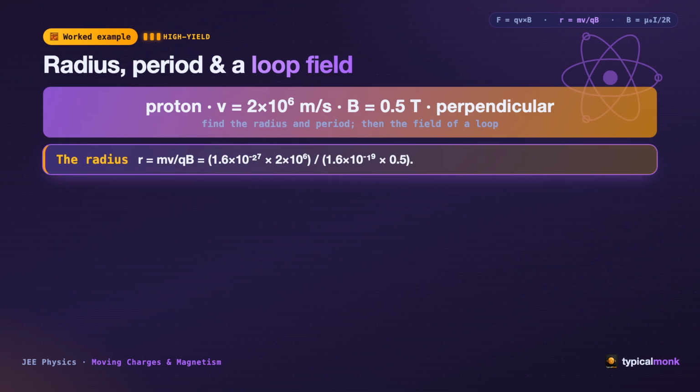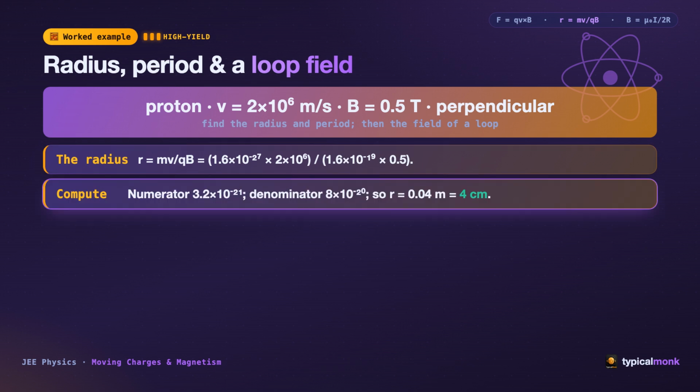Let us work the favorite, a radius, a period, and a loop's field. A proton enters a field of 0.5 Tesla, moving perpendicular to it at 2 times 10 to the 6 meters per second. The radius, R equals mv over qB, that is 1.6 times 10 to the minus 27 times 2 times 10 to the 6, all over 1.6 times 10 to the minus 19 times 0.5. Compute. The numerator is 3.2 times 10 to the minus 21. The denominator is 8 times 10 to the minus 20. So R equals 0.04 meters.